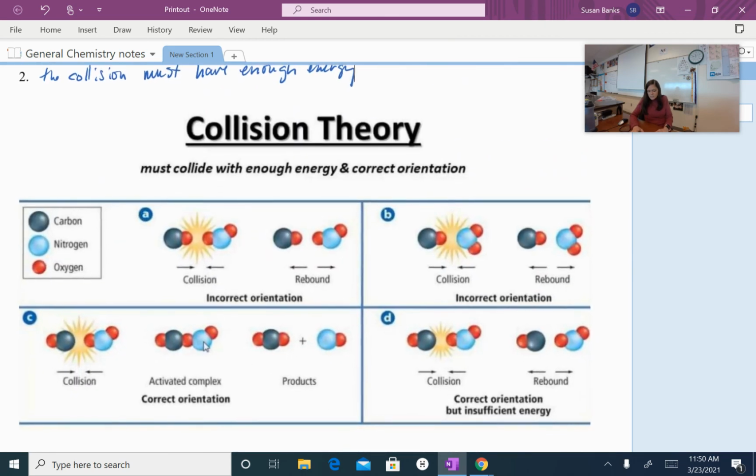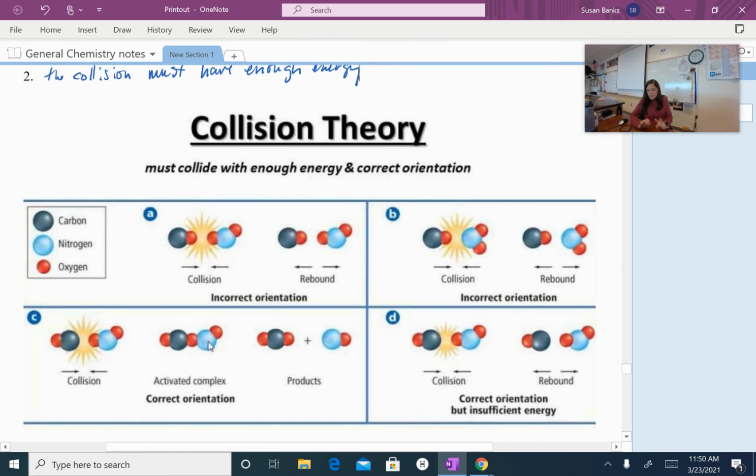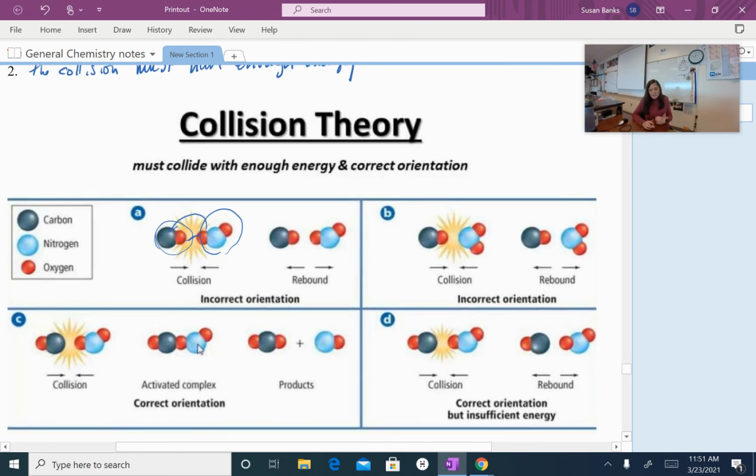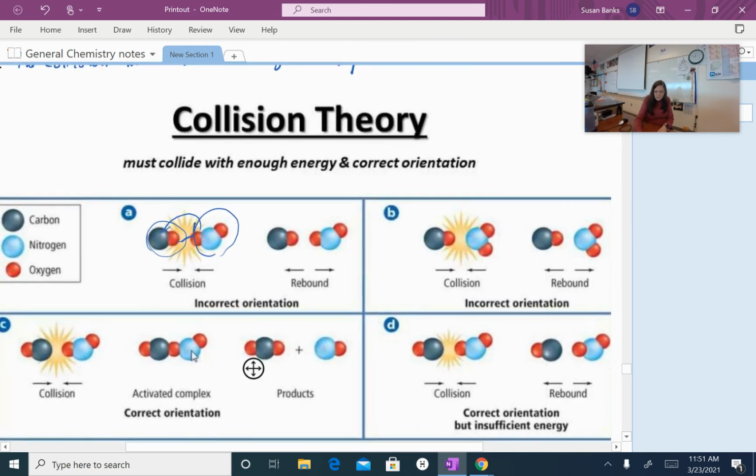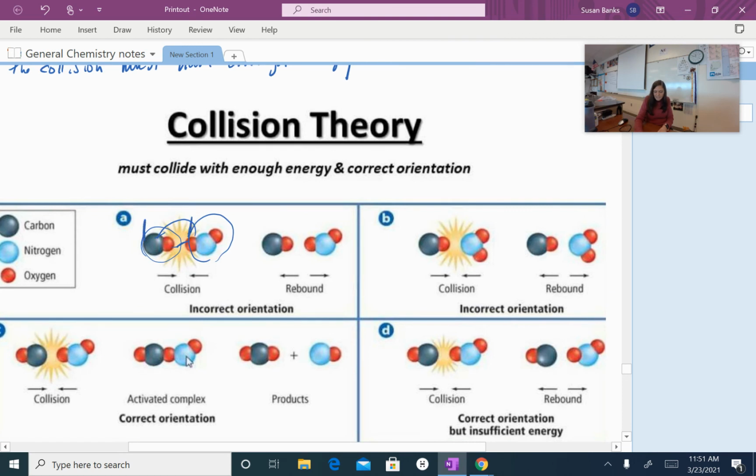So let's think about this. We have carbon, nitrogen, and oxygen right here. And I'm trying to get the carbon monoxide, this black and red molecule, to hit nitrogen dioxide and actually take one of the oxygens off of the nitrogen dioxide and put it on the carbon monoxide to make carbon dioxide. So if I have the two oxygens hitting, that's not the proper orientation. I need the oxygen from the nitrogen dioxide to be hitting the carbon. I need it to hit over here. So that's not the right orientation.